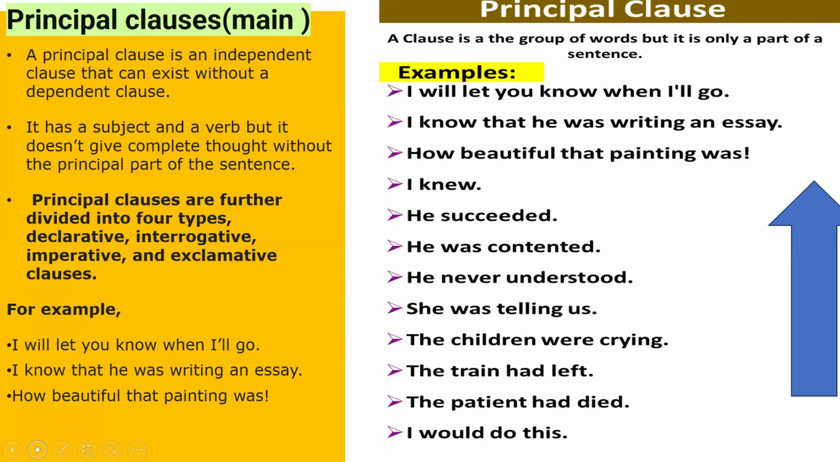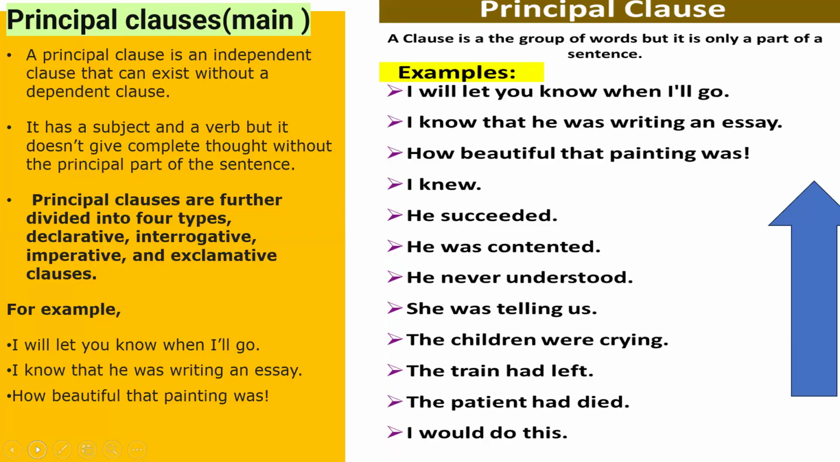A principal clause is an independent clause that can exist without a dependent clause. It has a standalone existence. Your father is saying that you should be independent, which means you have to get a job as early as possible. So a principal clause is independent. It does not require anyone. It is itself an independent entity, giving complete meaning.